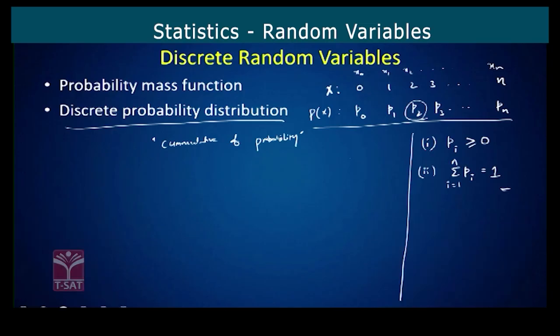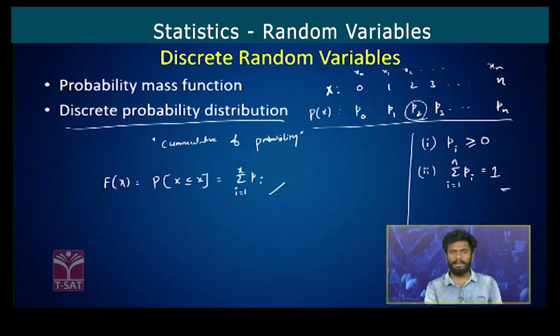Okay, and it is denoted by capital F of x, which will be equal to probability of X less than or equal to x, and it is equal to summation P of i, where i takes values from 1 to small x. Okay, we have to be very clear. So this is nothing but addition of probabilities till small x. So what we are doing here, cumulative, we are adding the probabilities till x. That is nothing but the cumulative of the probability.